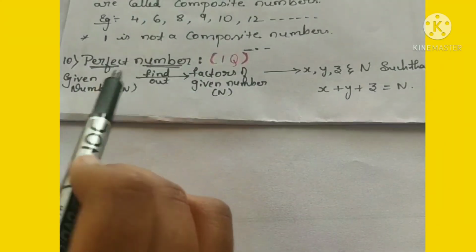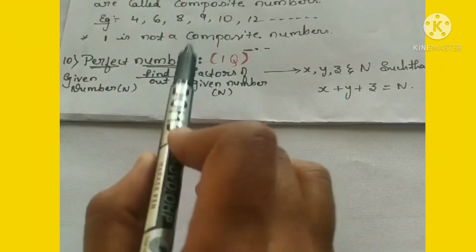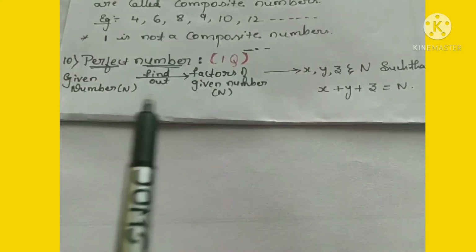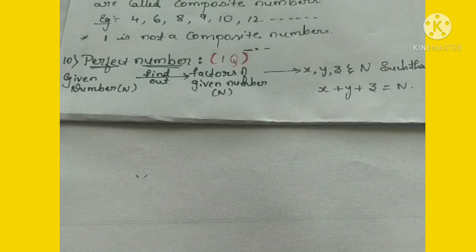Next is perfect number. From this they compulsorily ask one question in the CTET examination. Under this topic they do not ask any definition of the perfect number, but they ask like this: identify the perfect number among the following. It means you have to just identify the perfect number. For this we have one trick. You have to follow that.